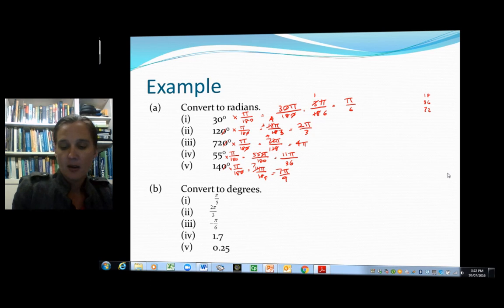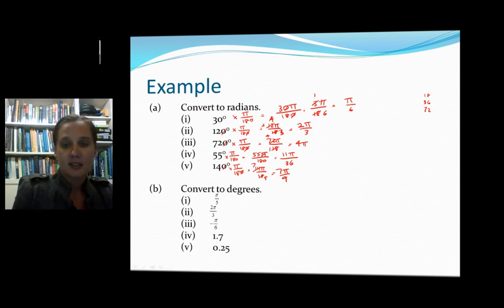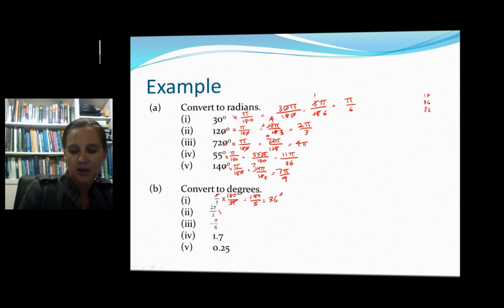For part B, we want to convert to degrees. So here we've got pi on 5, and what we want to do is multiply by 180 on pi. So our pi cancels out, and we end up with 180 divided by 5. We work that through and we get 36 degrees. Next we get 2 pi on 3. We multiply by 180 on pi. Our pi's cancel out. So 2 times 180 is 360, divided by 3, and that's 120 degrees.